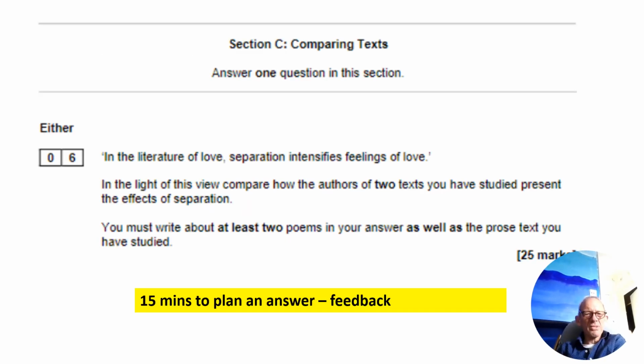Okay, so let me finish with this question. In the literature of love, separation intensifies feelings of love. That's the only part you need to focus on, okay? Put a ring around that. Separation intensifies feelings of love. Have a think about that one.